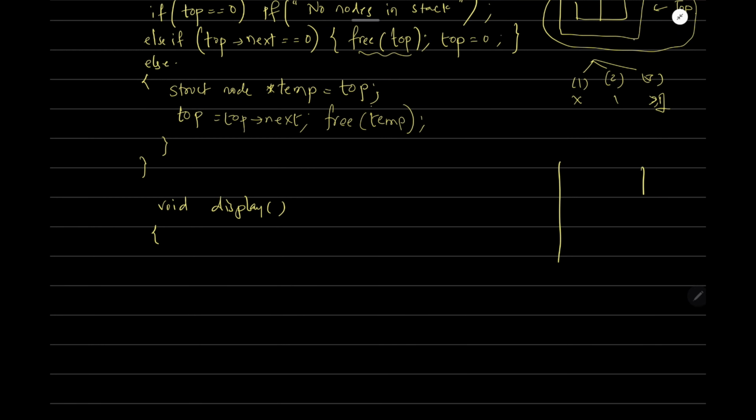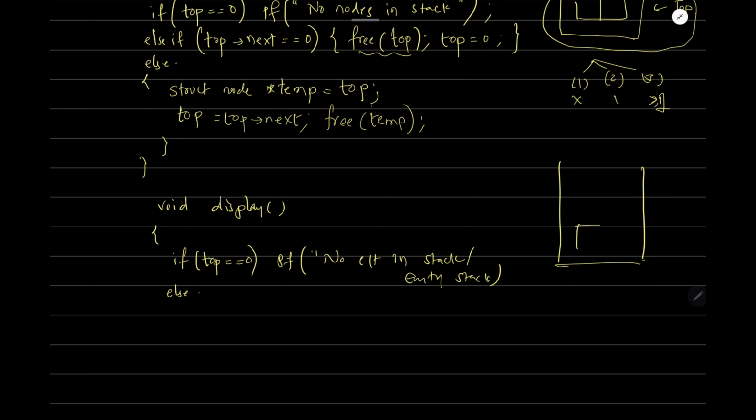So for display, let's see how we'll look at it. If there are no elements present, that is if top is 0, we need to print that there are no elements in the stack. Stack is empty, that is, empty stack. We can say simply empty stack. Else, in any other situation, we need to display the elements present here.